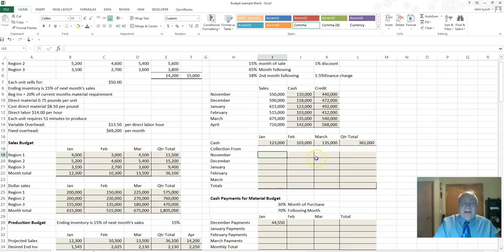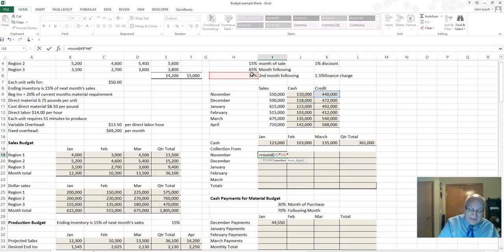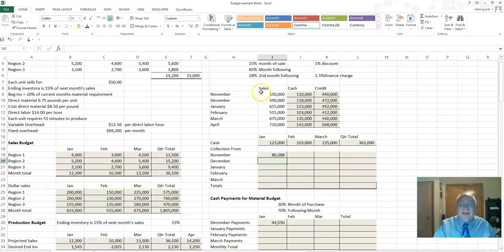Okay. Now for November, because it takes 2 months to collect it, so for the November budget, we will have the 440,000 times 18% times, I'll do it this way on the first one, 1 plus 0.015, and then close, which would be 1.015 from this point forward. 0 decimals. So that gives us 80,388. Now, the rest of this we don't worry about because we've collected it.